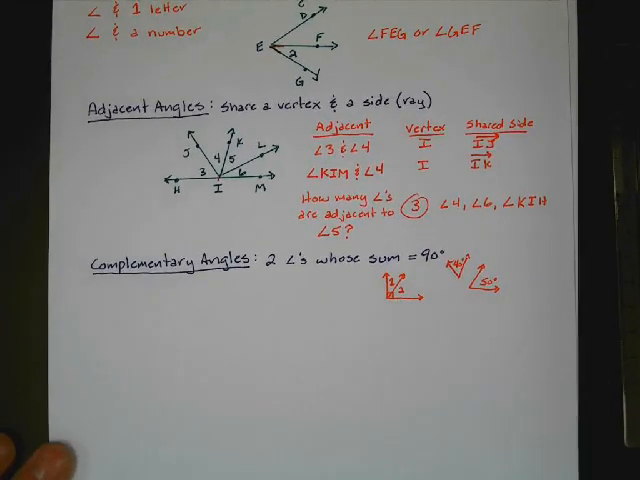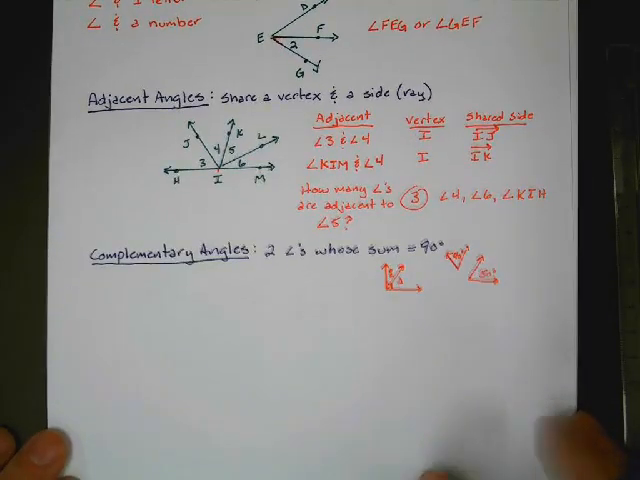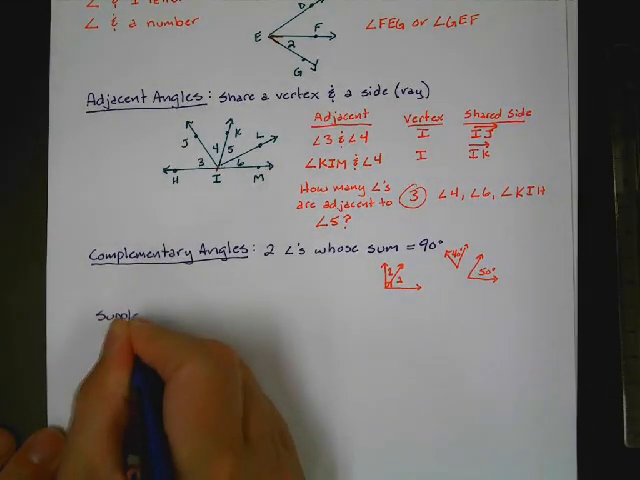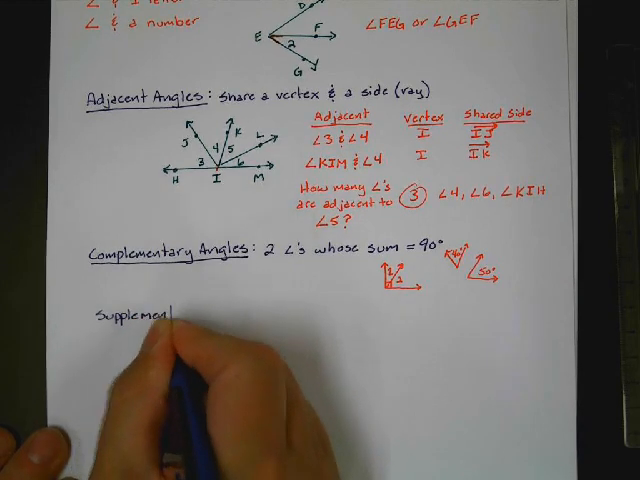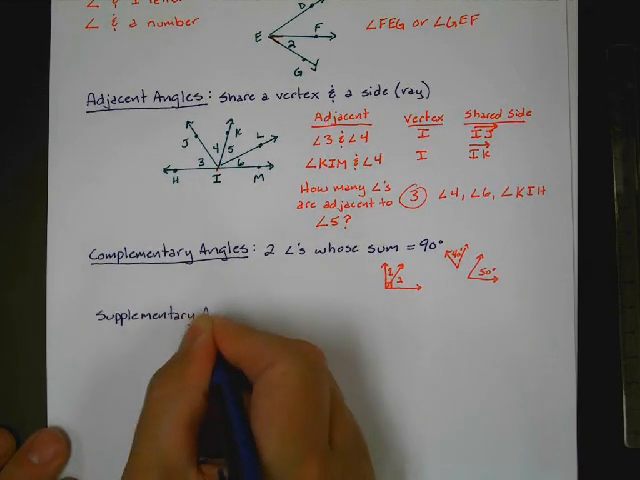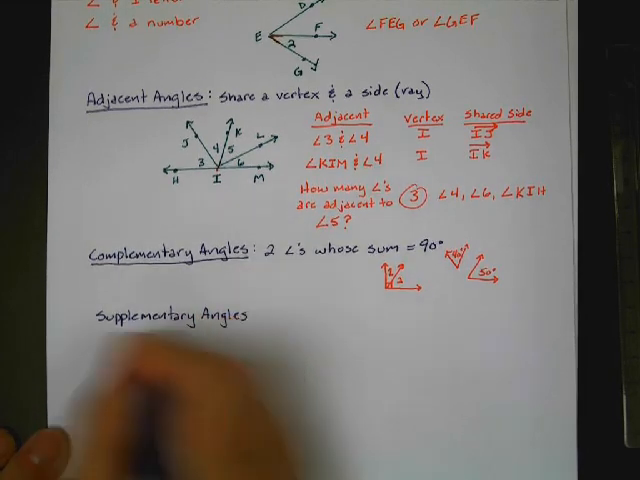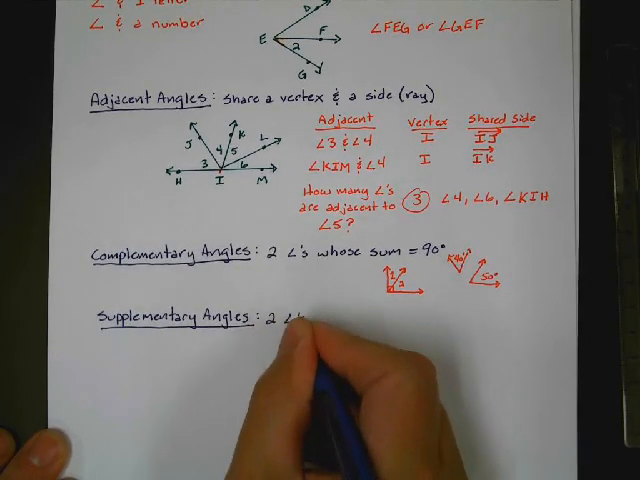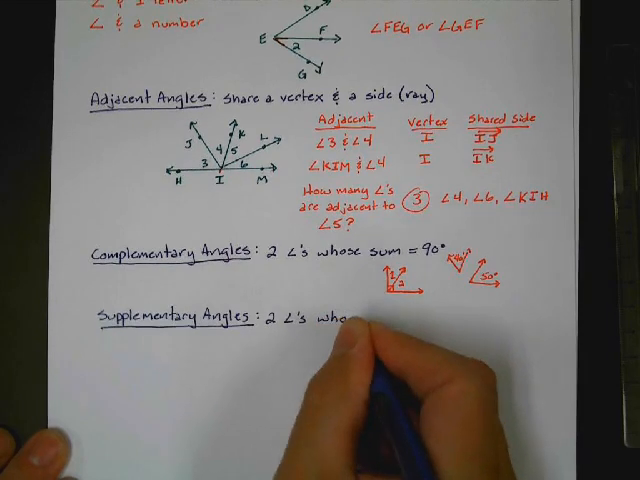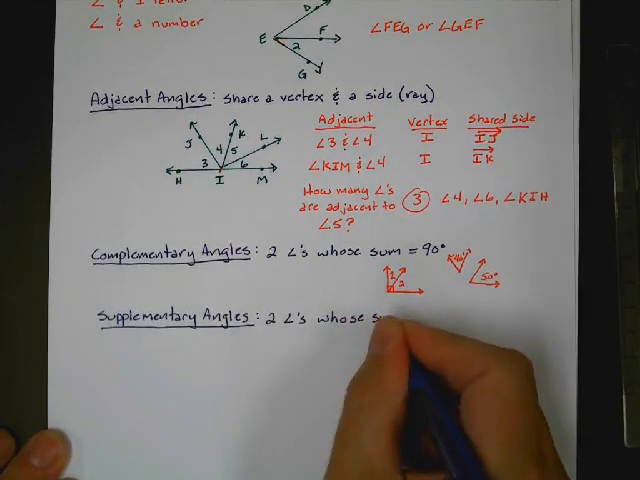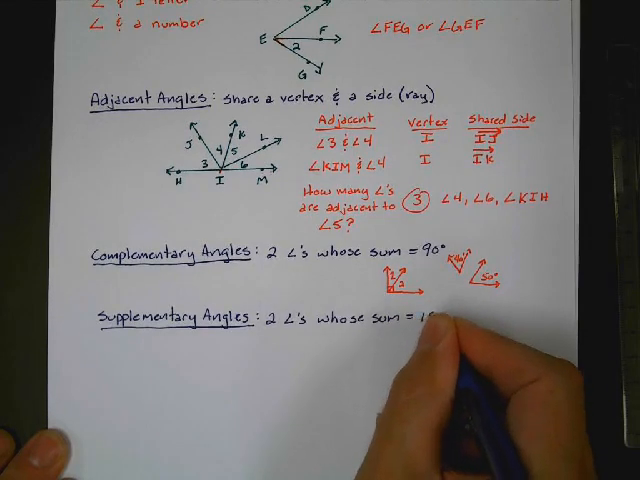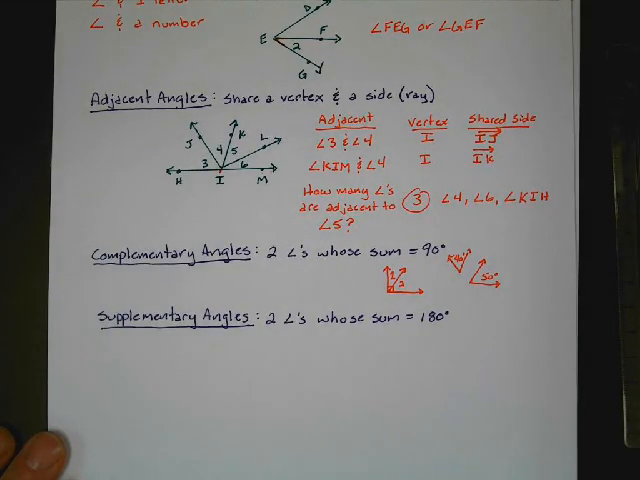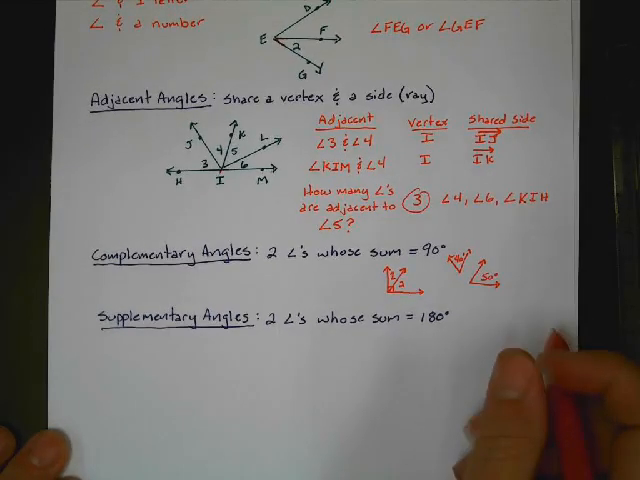And if you remember from last year, that means the two angles add up to 180. So two angles whose sum equals 180. Again, they can be adjacent or they can be non-adjacent. So they can be next to each other or they don't have to be next to each other.